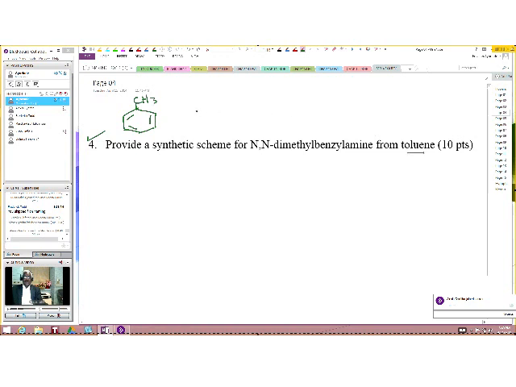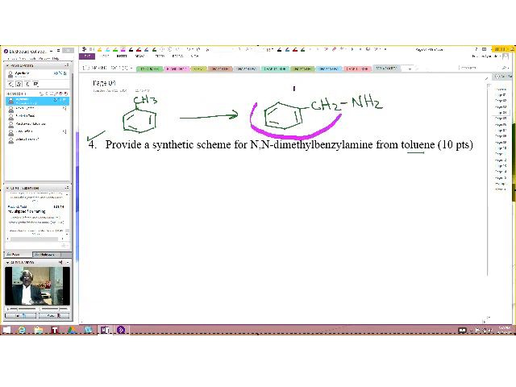Okay, that's the toluene. And they want you to go from toluene to this here, N,N-dimethylbenzylamine. In other words, they are also testing your knowledge of nomenclature. Okay, so benzylamine will be this here. Remember, we gave you what the benzyl group is earlier. This will be benzylamine. Don't forget that this group here is your benzyl group. So when we say benzylamine, this is what we mean.